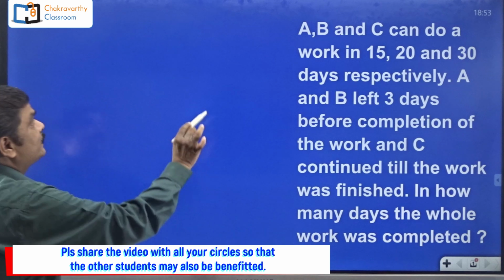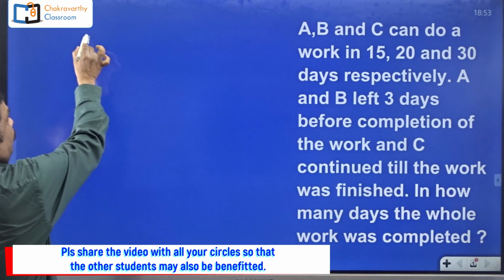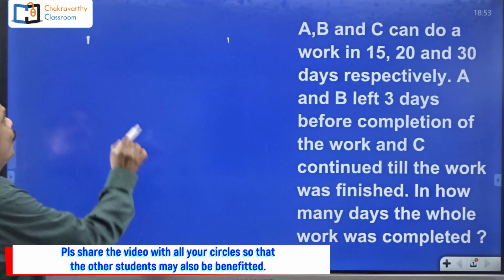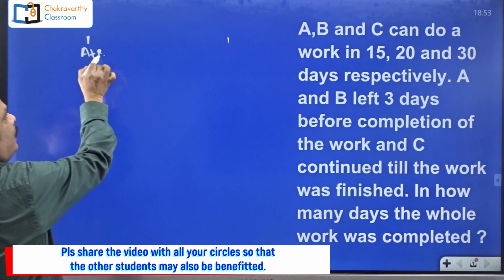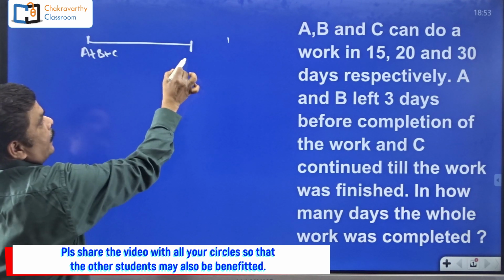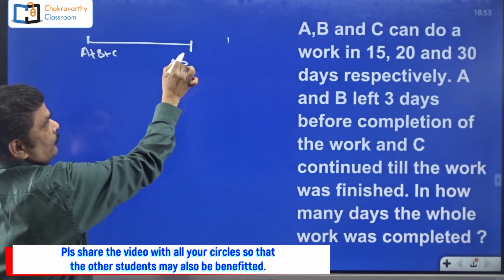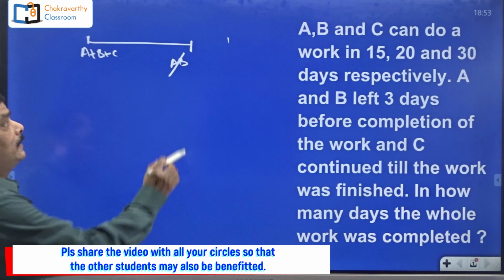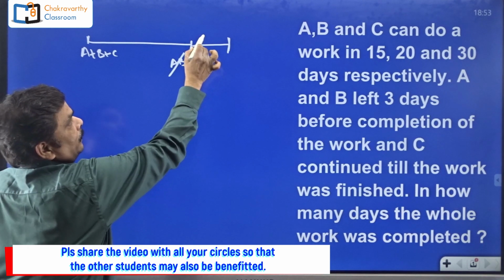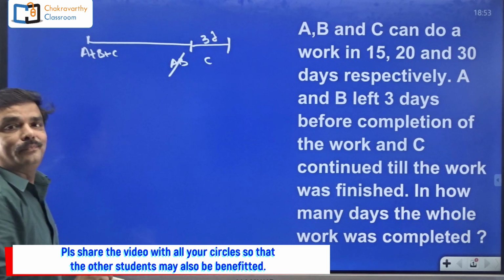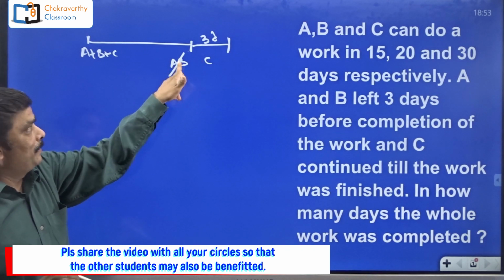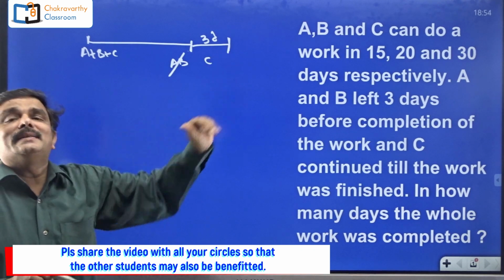Now you see, we have to understand this one in this way. Suppose the work started here and the work ended here. This is the timeline. Now A, B and C, all the three have started the work. But after some time, A and B have left the work here and C continued till the end. Here the time period they are saying is 3 days. That means 3 days before completion of the work, A and B left and C continued as it is.